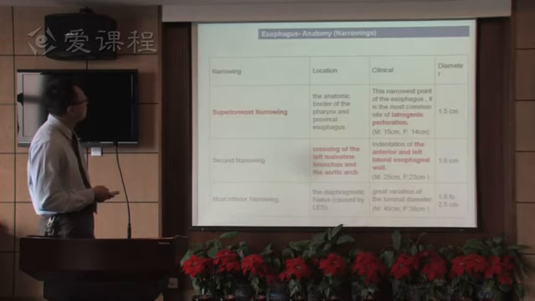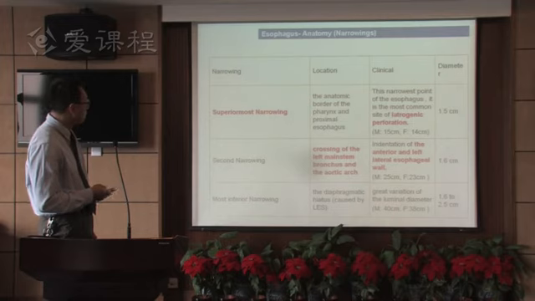The esophagus has 3 narrowings. The superior-most narrowing is located at the junction of the pharynx and esophagus. The second narrowing is located at the crossing of the left mainstem bronchus and the aortic arch. And the most inferior narrowing is located at the diaphragmatic hiatus.